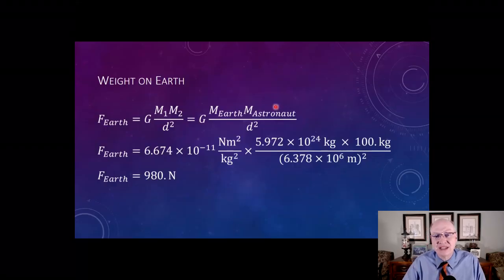First of all, will the mass of the astronaut be different? No, because the astronaut's still going to have a mass of 100 kilograms on the moon. But the mass of the moon will be different. The moon is very much less massive than the Earth. And the radius of the moon will be different. And we'll have to use different numbers there.